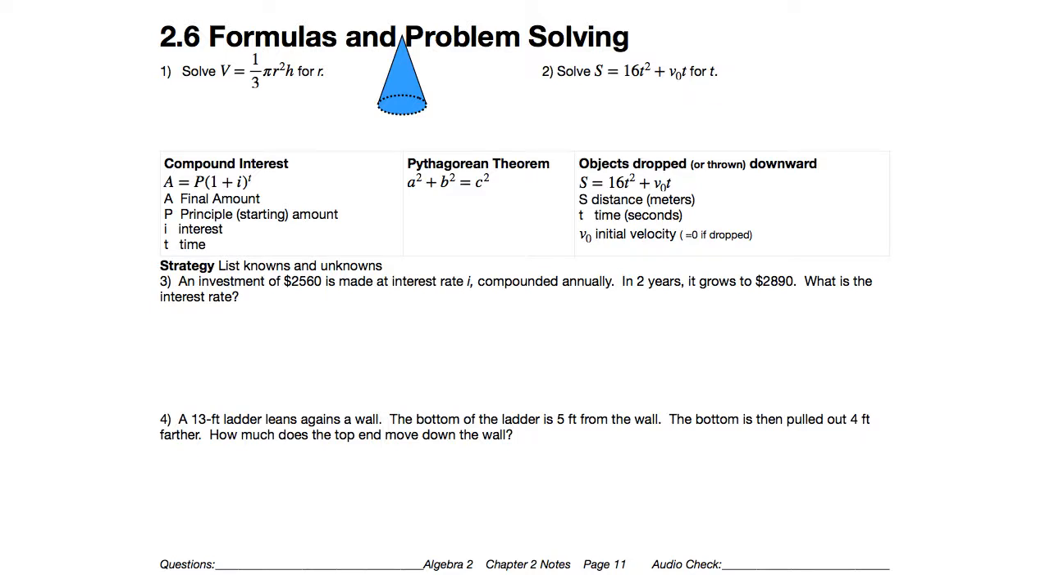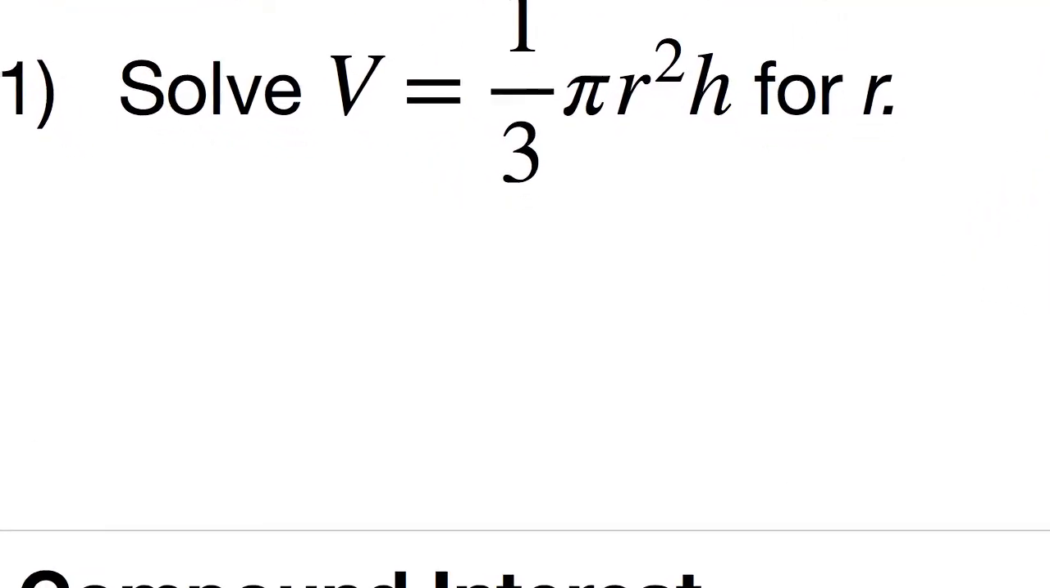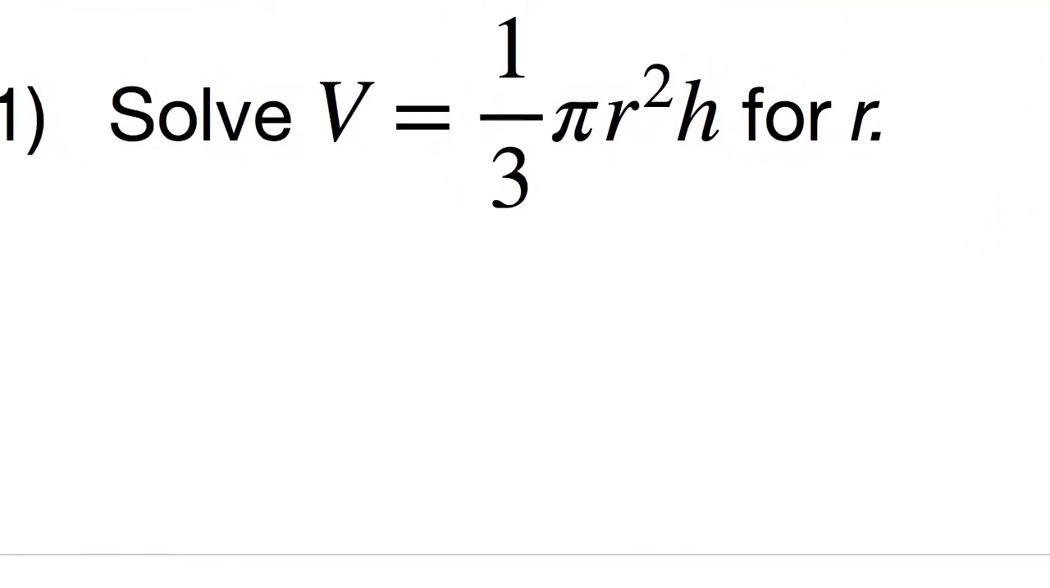Alright, good people, this is section 2.6, Formulas and Problem Solving. Now with our newfound knowledge of how to solve quadratic equations, we're going to return back to yet another section. Yes, sections 2.3 and 2.6 both have the same name and the same objective. But now that we know more, we can do more. Like this. Now that we know how to solve quadratic equations, we can solve something like this formula for r.